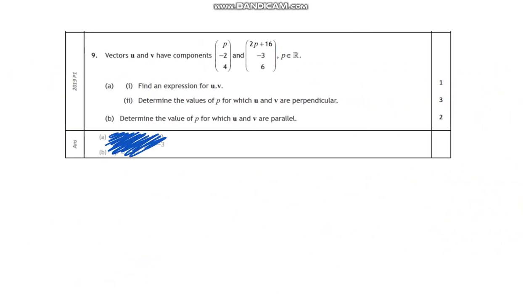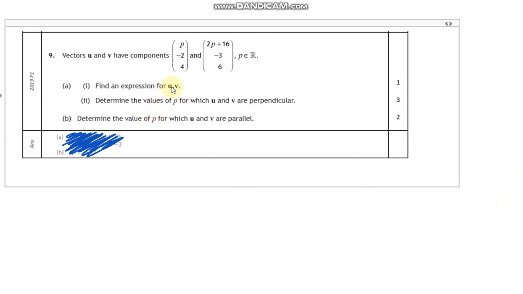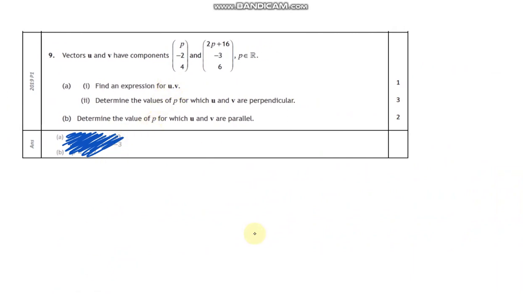Okay. So let's have a little look to start. I'll find an expression for u dot v. So they're trying to lead us into the question, which is very nice. So I would say, okay, right, u dot v, the scalar product means that I'm multiplying together these and adding them, multiply and add, multiply and add. So that'll be the same as p multiplied by 2p plus 16 multiplied by, I'll just say negative 2 times negative 3 is 6, and 4 times 6 is 24. So my expression then, I'm going to have 2p squared plus 16p, because I'm multiplying together this and this.